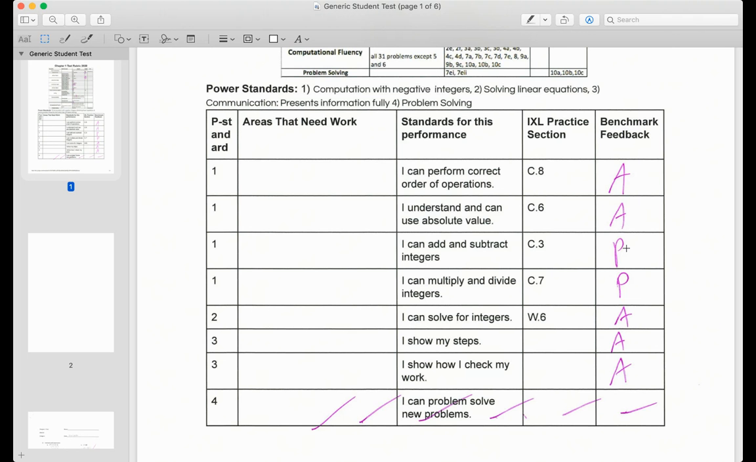But before you do that, you have to show me that you have done this practice. And in this particular case, this is IXL practice, and it should be in grade 8. You're going to section C3 and doing that one. This person needs to do section C3 and C7, because those are the 2 ones that they did not have achieving it.